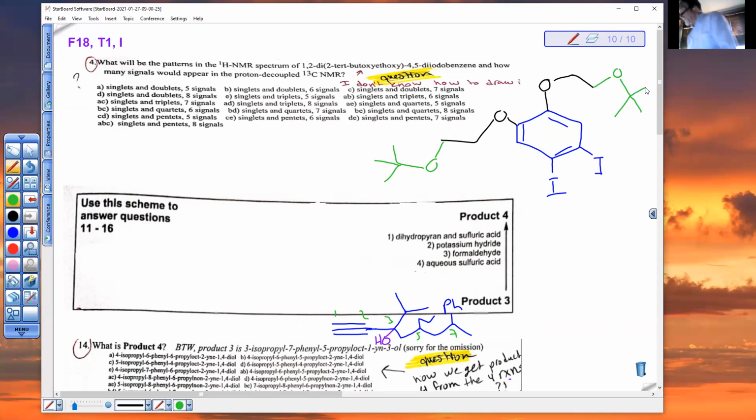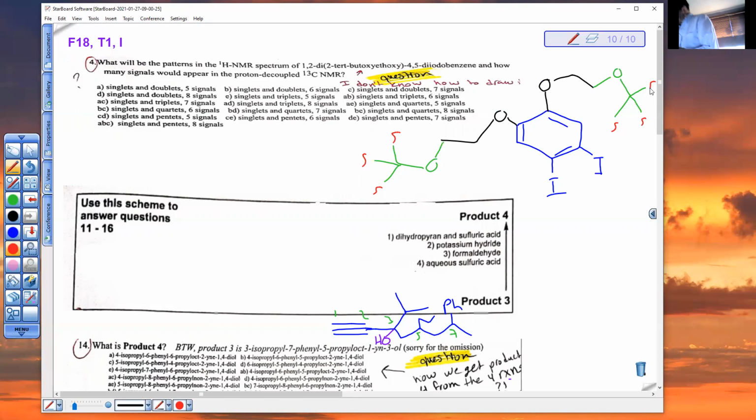Tert-butyl group with an oxygen, and then it's attached. So now we can finally do the question. I definitely will see one very large singlet representing all 6 of these carbons. They have no neighbors.